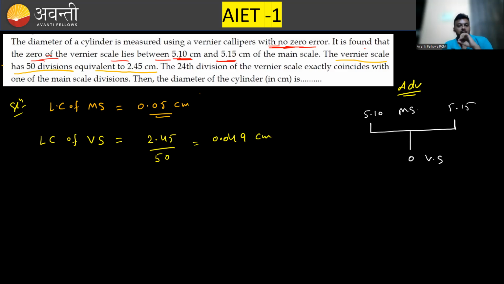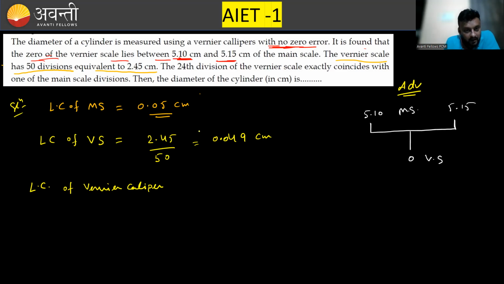Now, again, what is the least count of the instrument? What is the least count of the instrument? So least count of vernier calipers. You know that it is 1 MSD minus 1 VSD, but it is not confirmed till you know the ratio. What is the ratio of MSD over VSD? So now I will try to find the ratio of MSD over VSD.